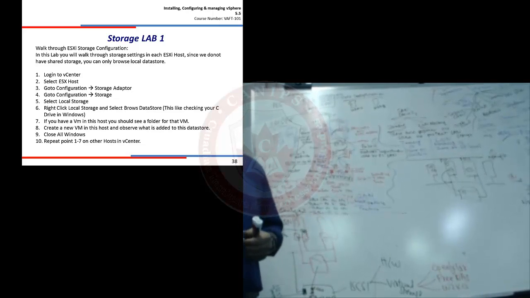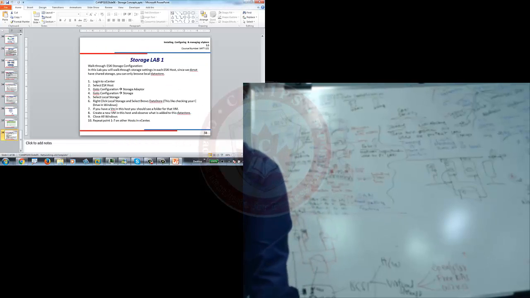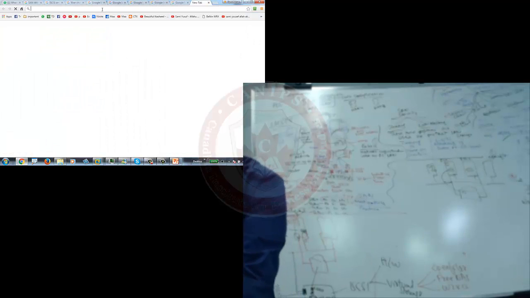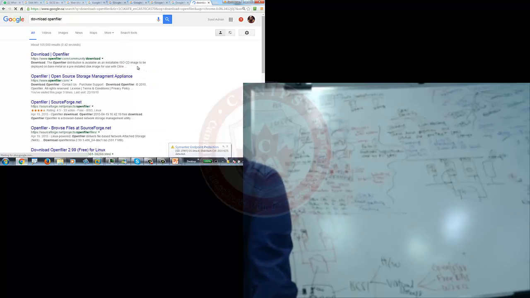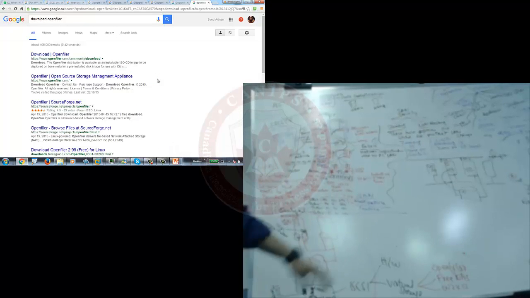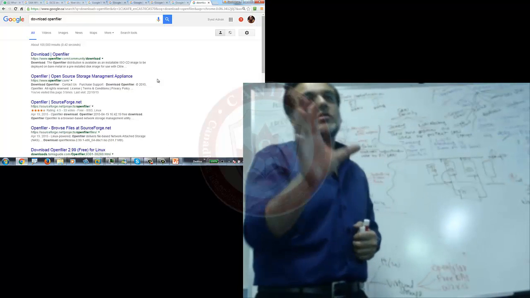Yes, it can be downloaded. It's just the same software, guys. You can easily just search for and download OpenFiler. Once you download it, it's really easy. What is difficult is just configuring OpenFiler. Configuring OpenFiler involves 5 or 6 extra steps.